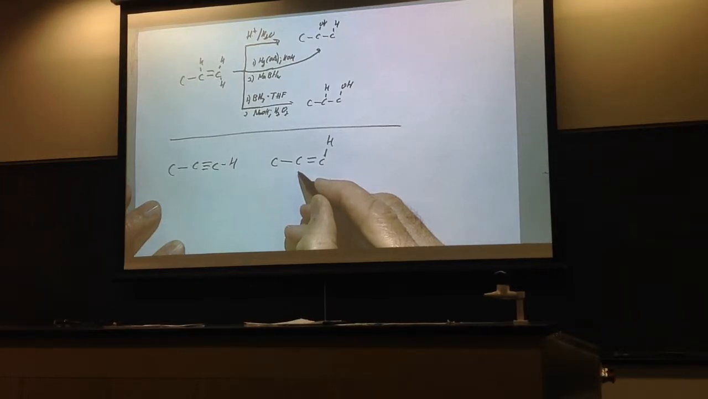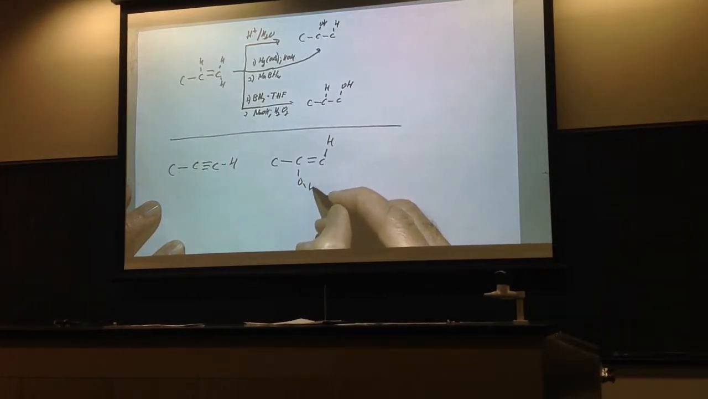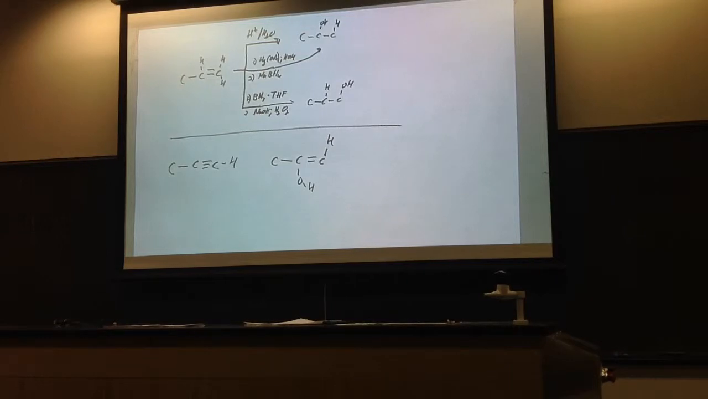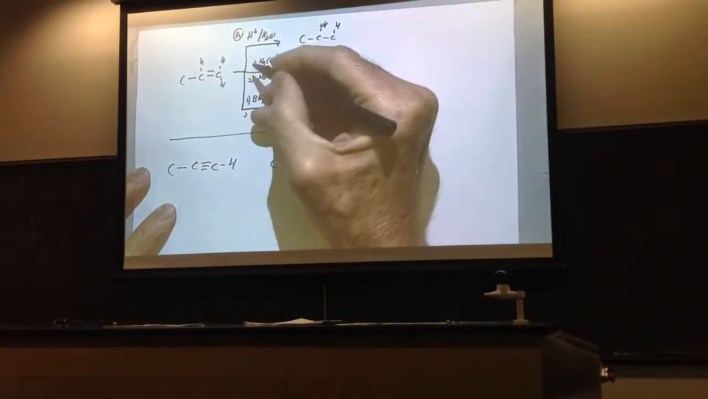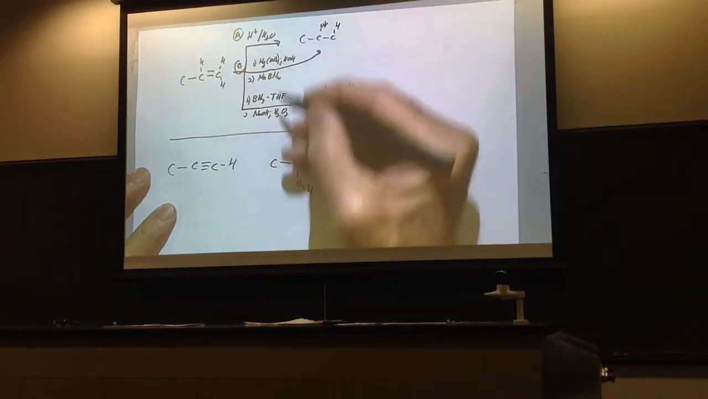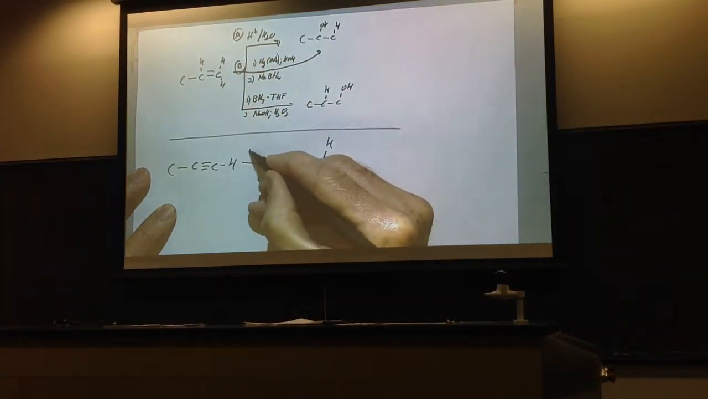I'm trying to make sure I can write this correctly. I'm not sure I do. You get this. That's Markovnikov addition. And that's if you're using these reagents. Let's call these reagents A, and these reagents B. So A or B can be added.